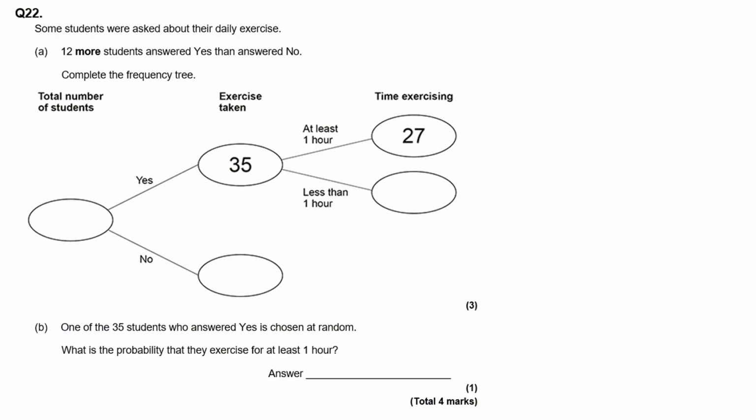Question 22. Some students were asked about their daily exercise. 12 more students answered yes than answered no. Okay, so 12 more students answered yes than answered no. So that means if I take 12 away from 35, I'll be able to find out that this section is going to be 23. 35 take away 12, so that's going to be 23. So these two branches with yes and no should add up to the previous one, which is going to be 58. So this is from 35 plus 23.